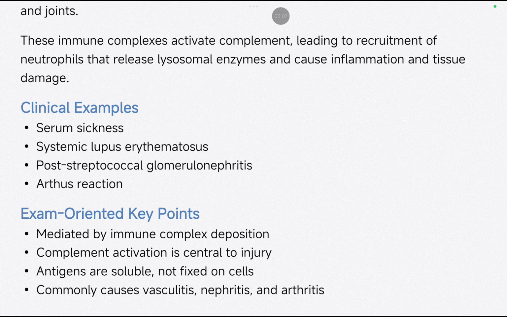Third example is post streptococcal glomerulonephritis. We have done it so many times. And Arthus reaction. What exam oriented key points you have to remember? That this is mediated by immune complex deposition, which activates complement system. Complement activation is central to injury because it causes all the fuss. Antigens are soluble and not fixed on cells, and commonly causes are vasculitis, nephritis, and arthritis.